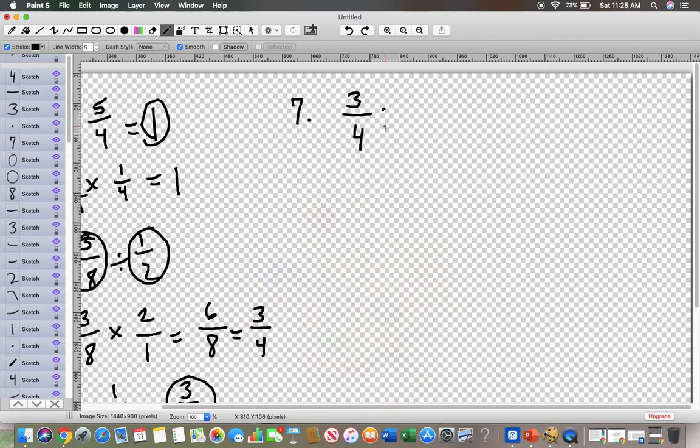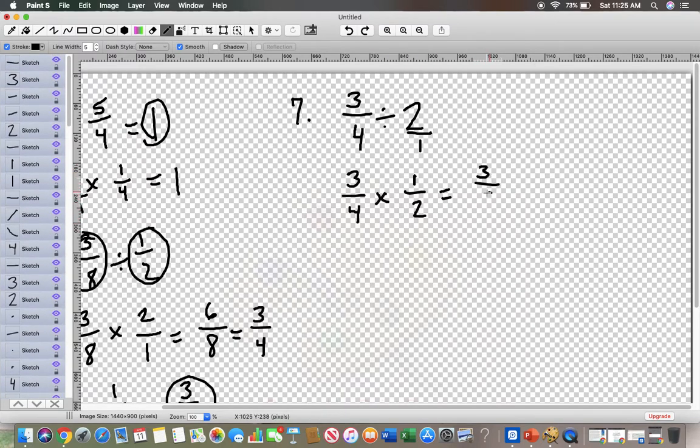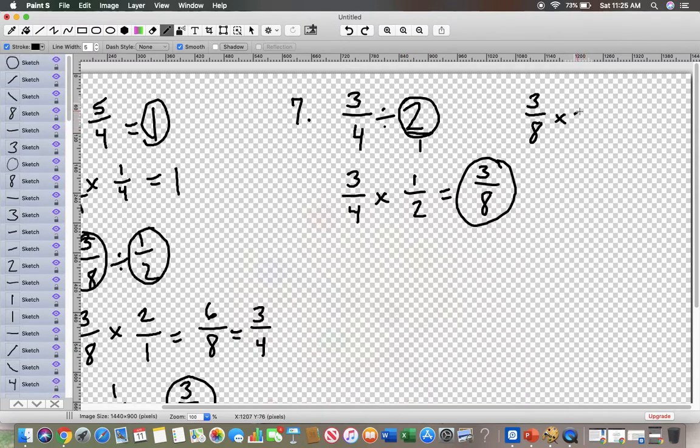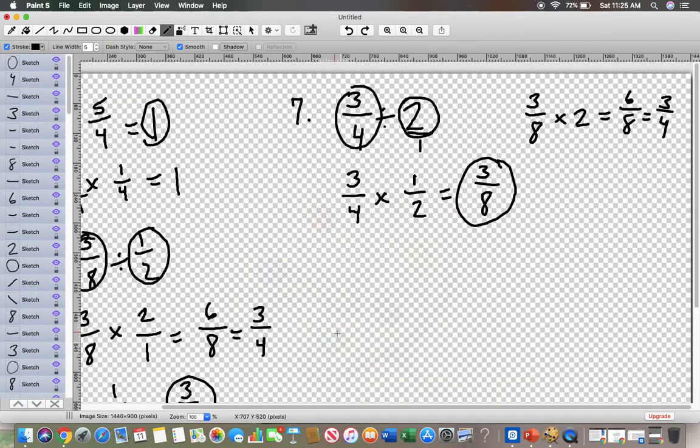3/4 divided by 2. Oops. 3/4 divided by 2. Here we go. Don't do anything to that first number, that first fraction. Change my division sign to multiplication. And then this is 2/1, so let's take the reciprocal of 2. That would be 1/2. 3 times 1 is 3, 4 times 2 is 8. There's my answer. Let's multiply to check. 3/8 times, my original divisor is 2. So that's 3/8 times 2 is equal to 6/8, which can reduce to 3/4. That was my original dividend as well. So the answer is 3/8.